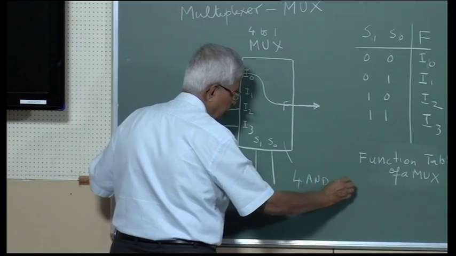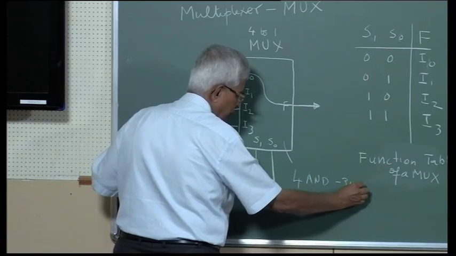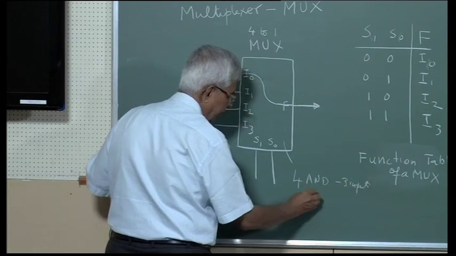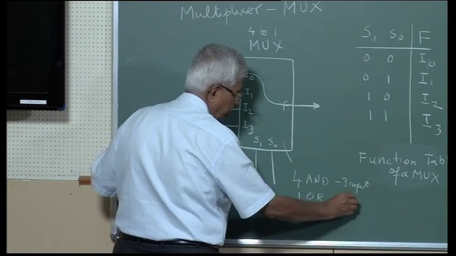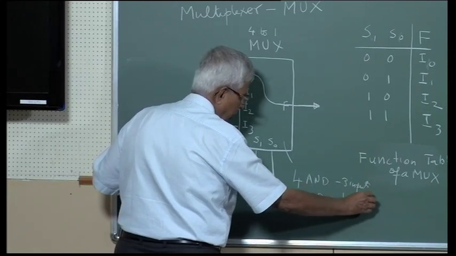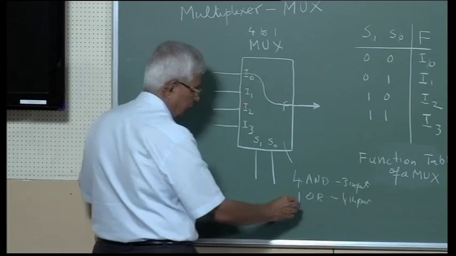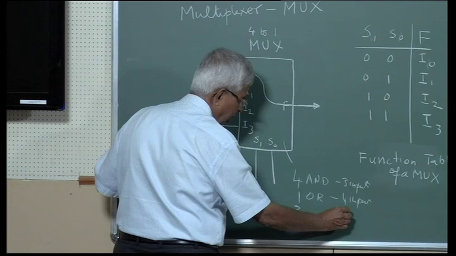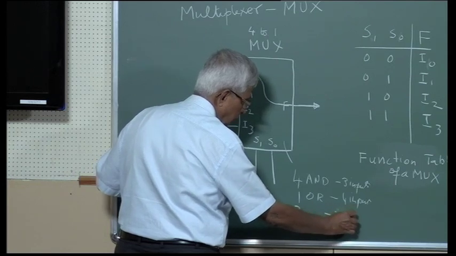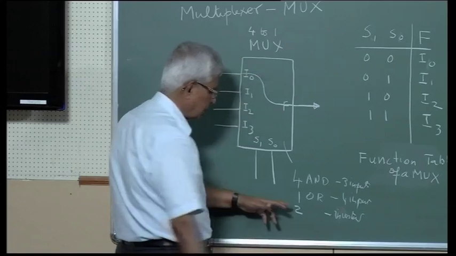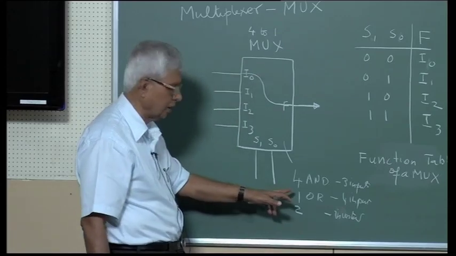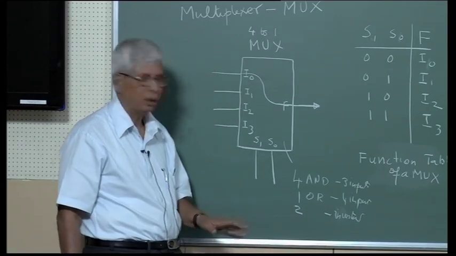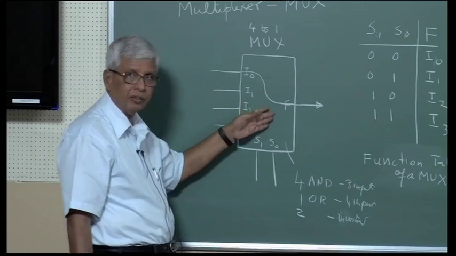So inside the multiplexer, I have 4 AND gates, 3 inputs, 1 OR gate, 4 input, and 2 inverters, one for S1, the other for S0. Two inverters, 4 AND gates, 1 OR gate make the inside of this.